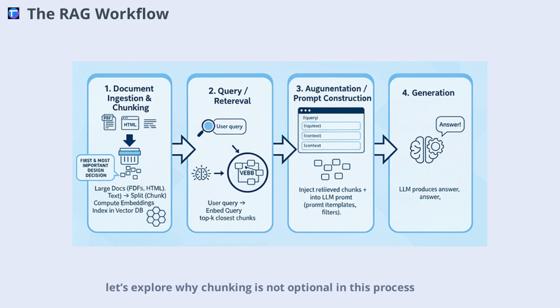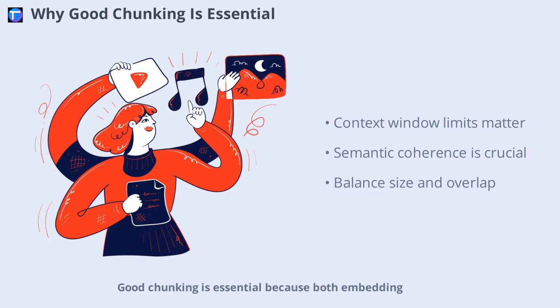Now, let's explore why chunking is not optional in this process. Good chunking is essential because both embedding models and language models have context window limits. You can't just feed in massive documents. Chunks must be semantically coherent. Cutting mid-sentence or mid-idea leads to noisy, misleading embeddings. If chunks are too large, you might miss fine-grained details. If they're too small or overlap too much, you end up with redundant content and wasted compute. Striking the right balance is key to making your RAG system efficient and accurate.